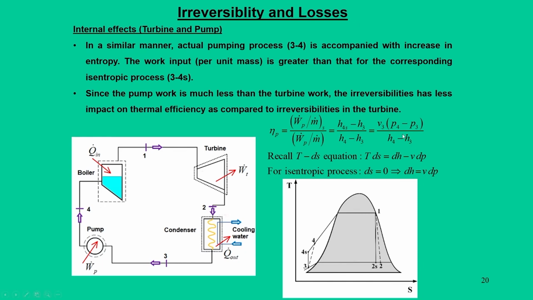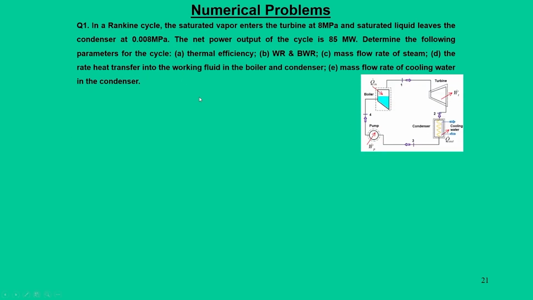With this basic background, let us try to solve some numerical problems. The first problem is again an ideal Rankine cycle, which says that saturated vapor enters the turbine at 8 megapascal. So 8 megapascal means state 1. If you recall the ideal Rankine cycle circuit diagram, saturated steam enters at 8 megapascal and saturated liquid leaves the condenser at 0.008 megapascal.